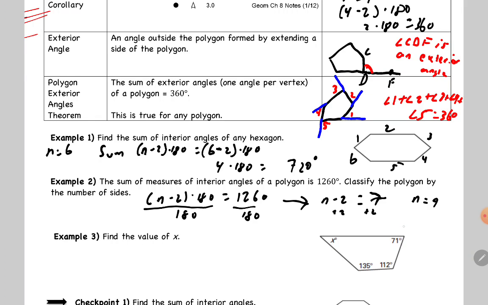And if we don't remember it, that is a nonagon. An octagon is 8 sides. A nonagon is 9 sides.